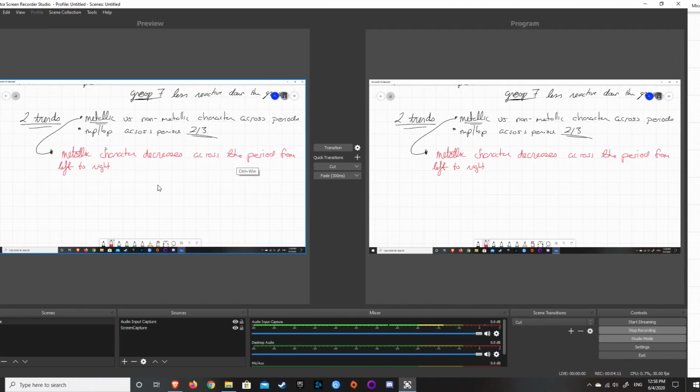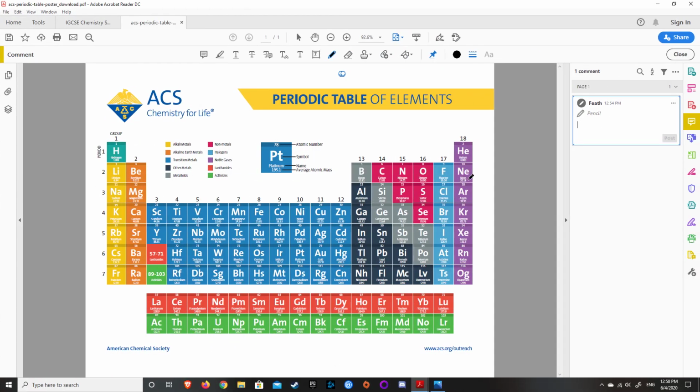from left to right. So as we move from left to right across the period, we started with alkali metals. If you remember our unit on naming the different areas of the periodic table, alkali metals, alkaline earth metals, and we had some of our metalloids. We had our non-metals, our halogens, and our noble gases. So that's one important one to know: metallic character decreases across the period.